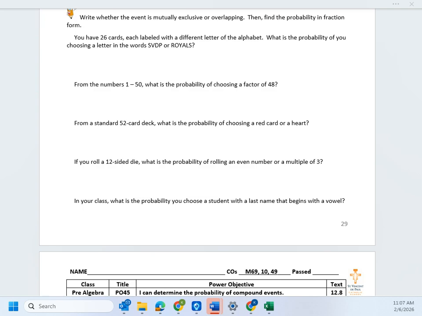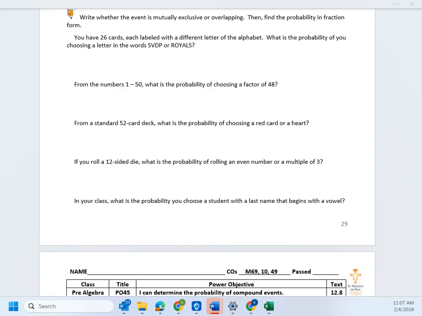So let's look at this first one. First step is to determine, is it mutually exclusive or is there overlap? You have 26 cards, each labeled with a different letter of the alphabet: A, B, C, D. What is the probability of you choosing a letter in the words SVDP or Royals? Is that mutually exclusive or overlapping? What do you think, Gavin? Mutually exclusive. Okay. What do you think, Laurel? Overlapping. Uh-oh. Which one is it?